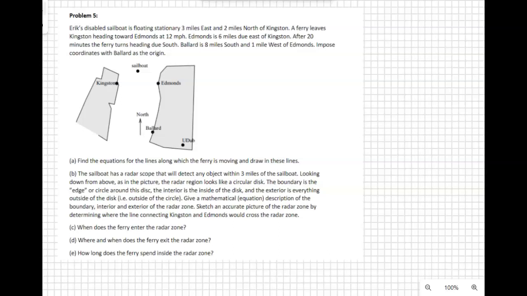Alright, so we have Ballard as the origin. Imposing a coordinate system says that we draw x and y axes. So we have the x axis, and we have the y axis going up. That's the y axis right here. Okay? So Ballard is at 0, 0, at the origin. Let's see where everything else is.